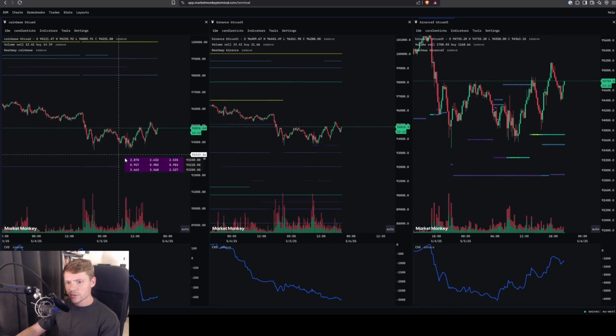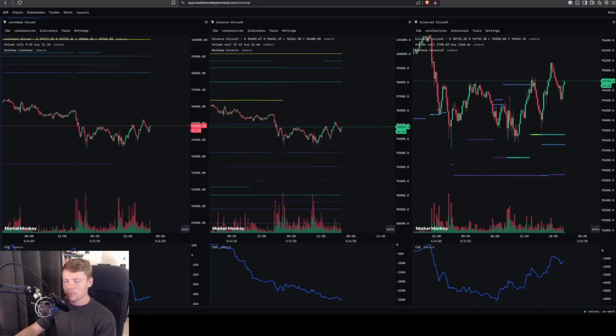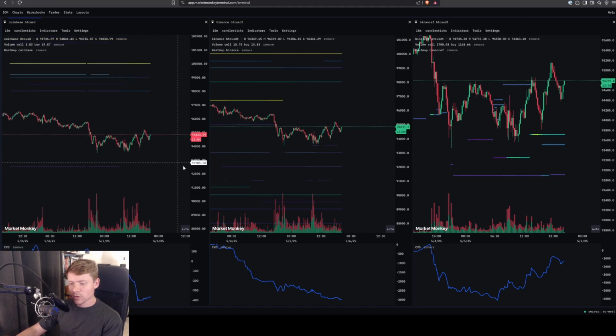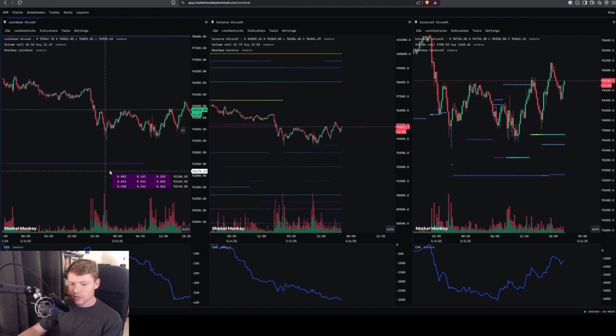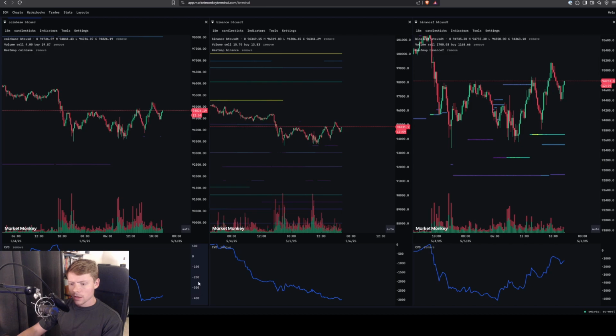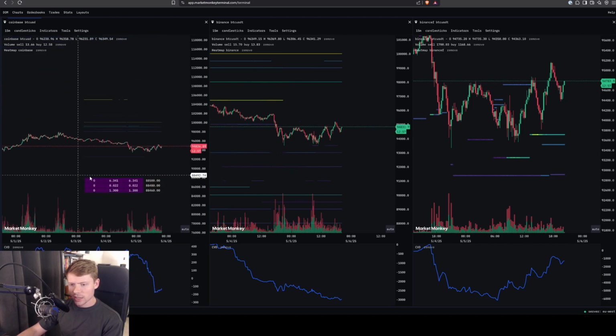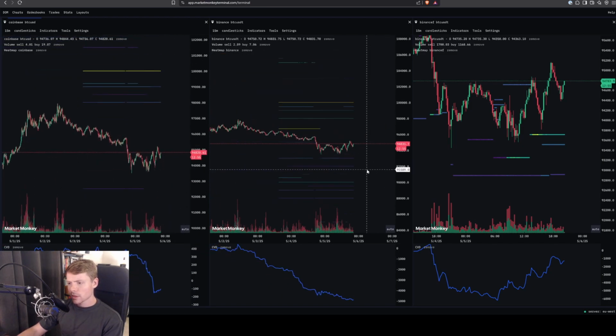So first things first, this is called Market Monkey Terminal. I really like this one right now just because it's free, and I feel like it has a really good visual of the CVD for me personally. It's really quick to just check it and see what's going on in the market.